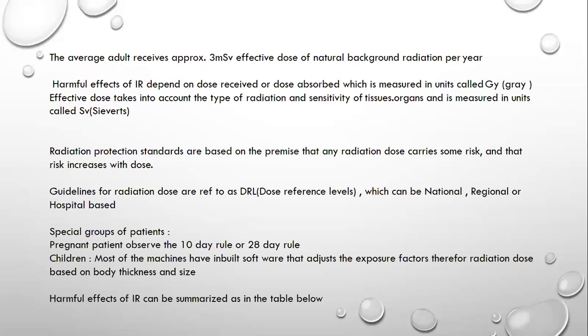Guidelines for radiation dose are referred to as dose reference levels, which are set either nationally, regionally, or even sometimes just hospital-based. There are those special groups of patients who we call vulnerable. These are the pregnant mothers and the children, whereby we have to be extra careful on how we administer the ionizing radiation.